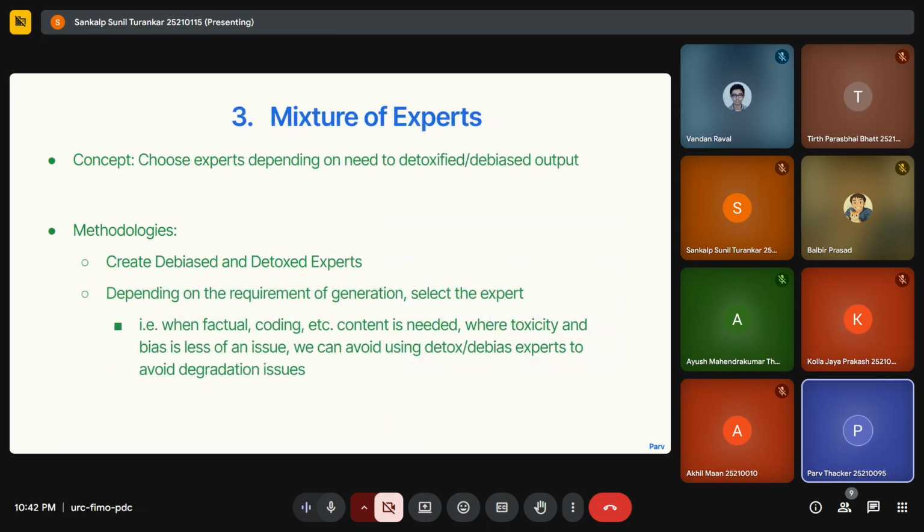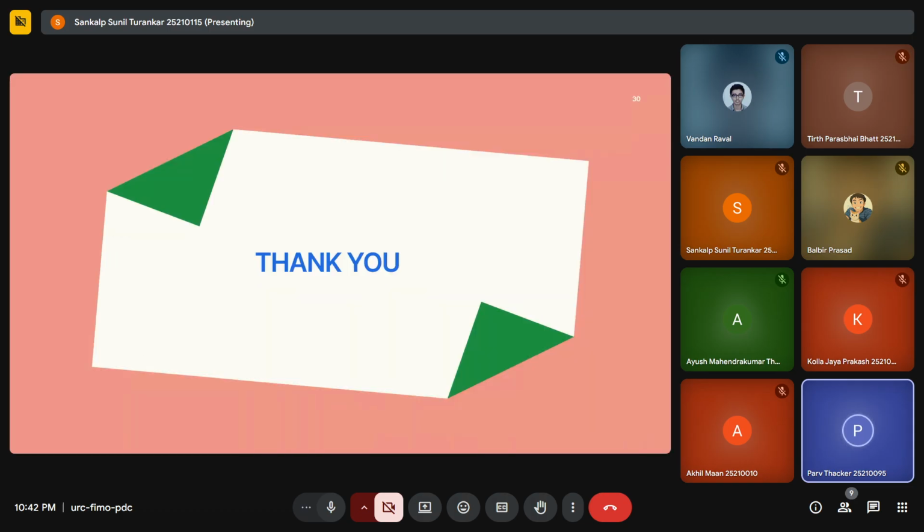The third option is using mixture of experts. In this case, we will create multiple models, multiple experts, and choose those experts based on the need. One of them could be debiased, when we need a debiased answer, or a detoxified answer, or maybe we do not need a debiased or detoxified answer. In cases like a factual or coding related task, debiasing or detoxing might not be needed because those tasks may not have a heavy amount of toxic or bias content. Okay. Next, I guess this is it. Thank you very much.